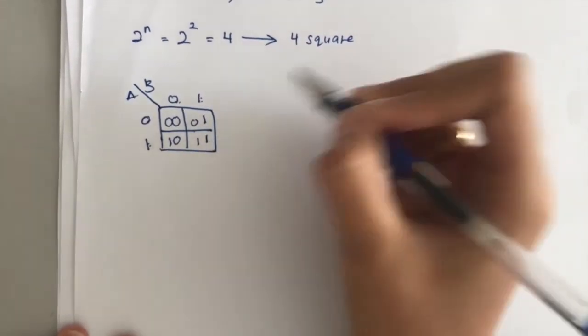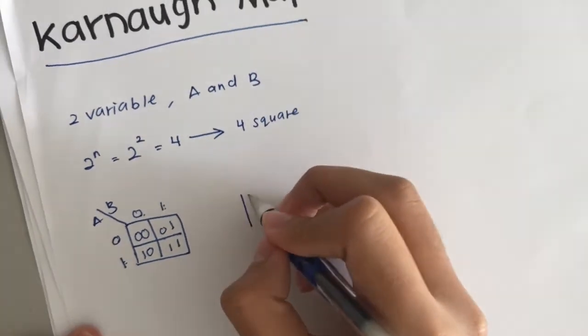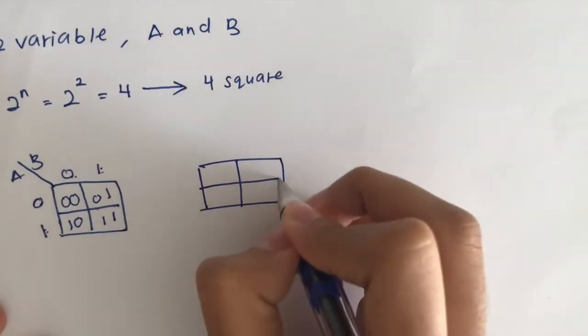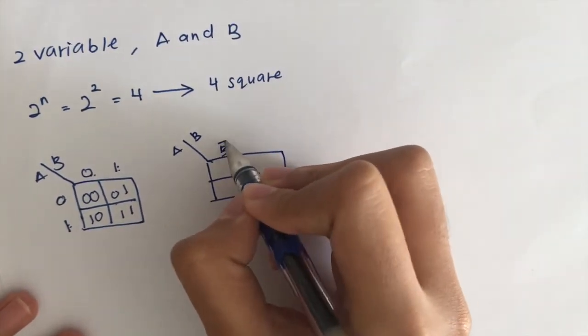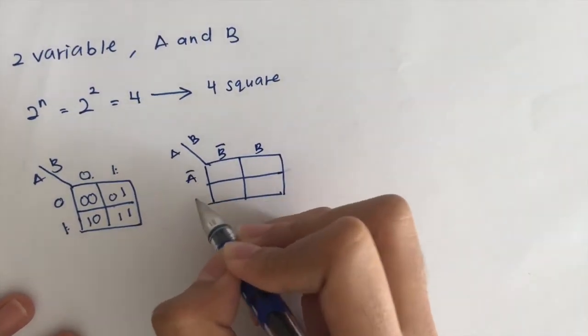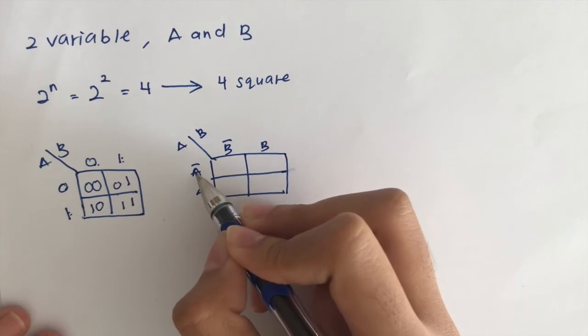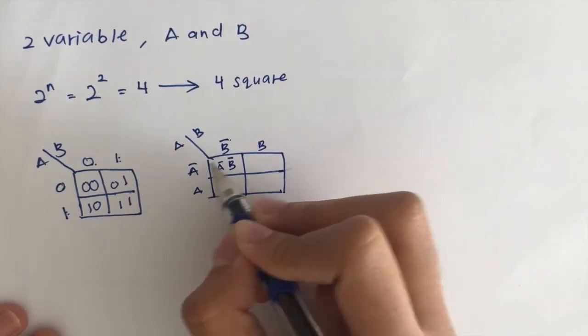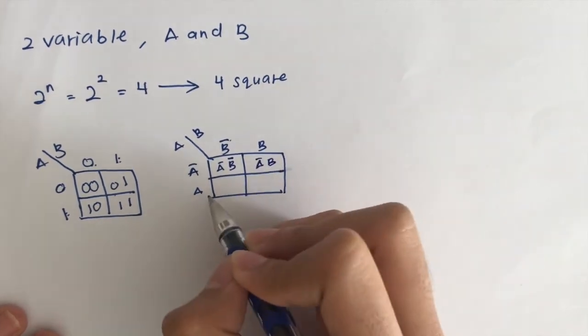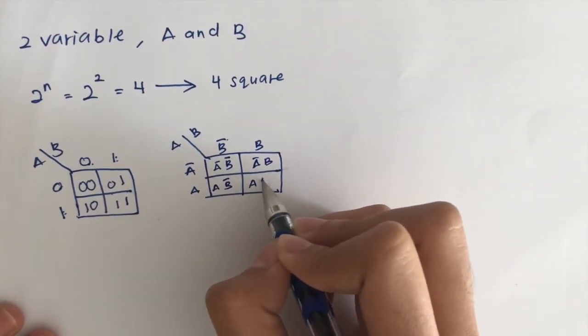1, 1. So for the alphabet it will be A and B, B not B, A not A. So A not and B not will be A not B not, A not B, A B not, A B.